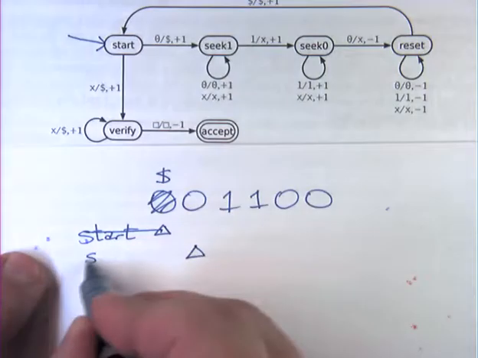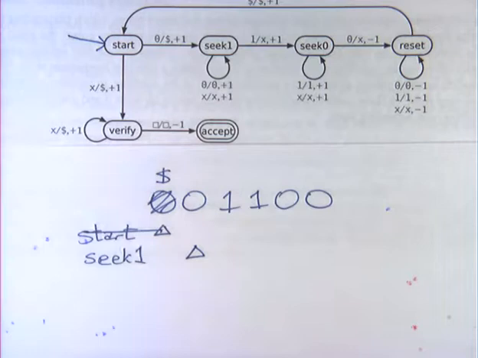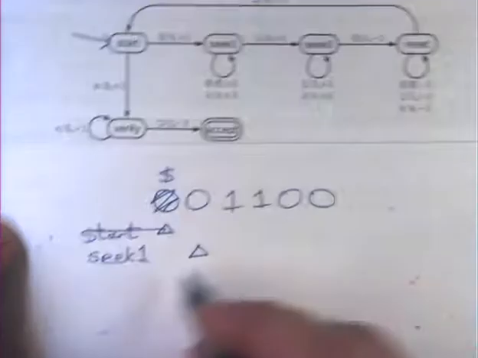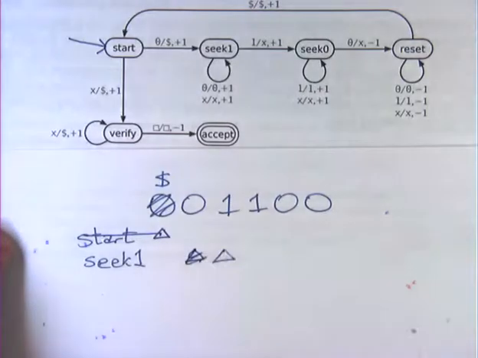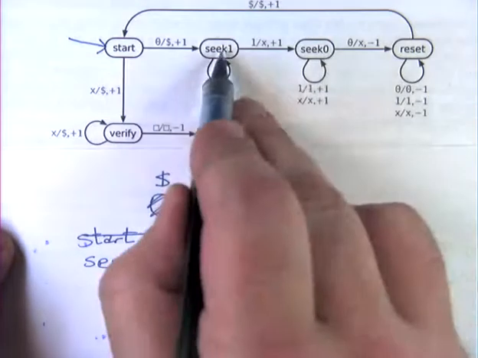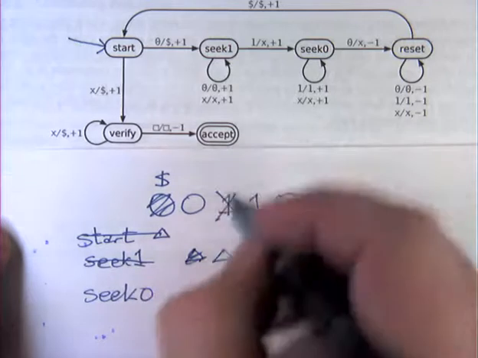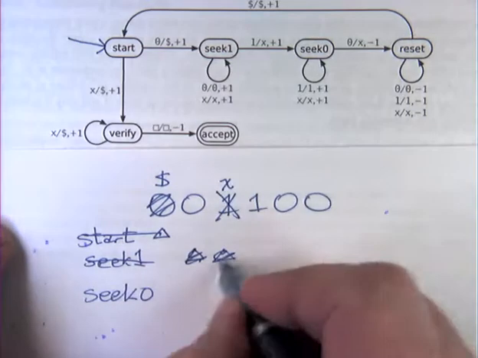And now I'm going to be in this state called seek1. Now what seek1 does is it reads its symbol, and if it's not a 1, it leaves it alone and moves to the right. That's what that little loop on seek1 is doing. If it sees a 1, it overwrites it with a lowercase x and moves to the right and changes state. So here I see a 0, I go around the loop, I just move to the right. Here I see a 1, so I follow this transition to seek 0. I write a lowercase x here, and again, I move to the right.